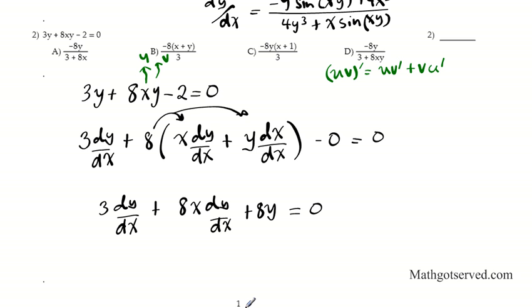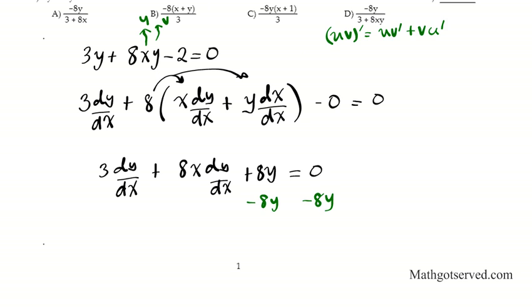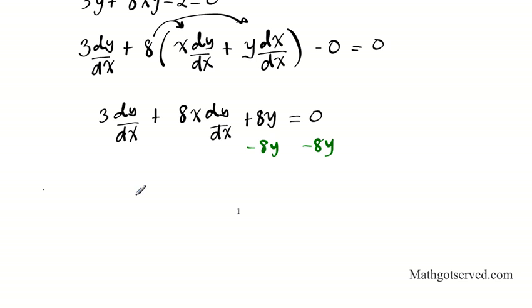Alright, so now I can subtract the 8y from both sides. Remember, I want to get dy/dx by itself, so subtract 8y. And then let's factor out dy/dx from these first two terms. So we have dy/dx times (3 plus 8x) equals negative 8y.